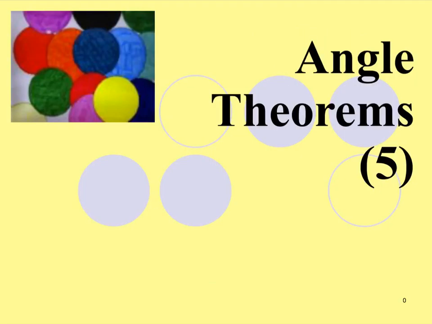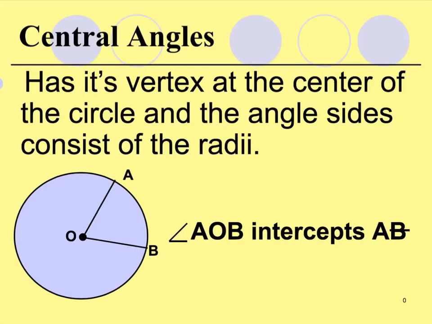We have 5 angle theorems that we need to discuss. The first one is central angles. It has its vertex at the center of the circle, and the angle sides consist of the radii. So angle AOB is called a central angle, and it intercepts arc AB.